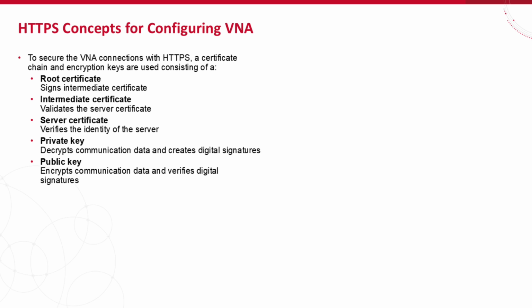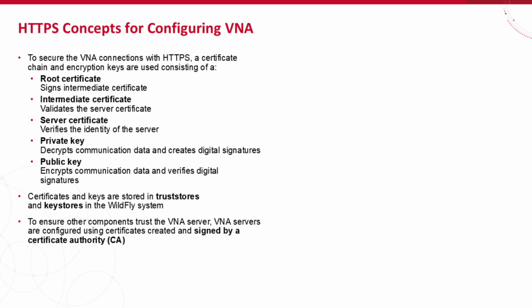The encryption keys consist of a private key and a public key. The private key is used for decrypting communication data, as well as creating digital signatures, and the public key is used for encrypting communication data and verifying digital signatures. The certificates and keys are stored in a trust store and a key store in the Wildfly system.